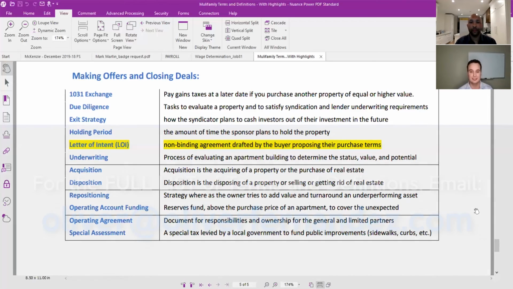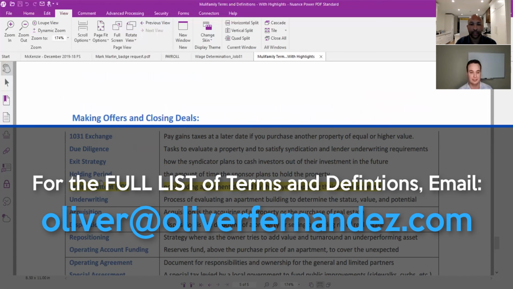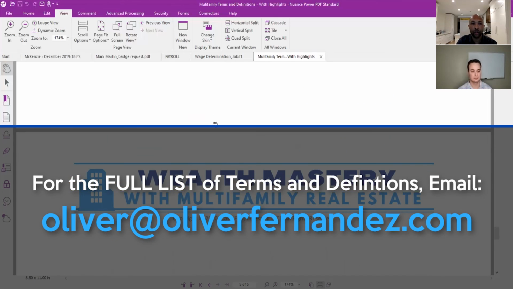So that's what we have for the terms and definitions, multifamily terms and definitions. And there are multiple sections. There's making offers. And you can see here, there's 1031s, due diligence, exit strategy, holding period. It goes through all of this stuff, right? It gives you exactly what that term means. So when you're communicating with someone and they use these terms, you can actually understand what they're talking about, right? And when you understand what they're talking about, then you can actually make a decision whether it's good or bad. You know what you're making a decision on.